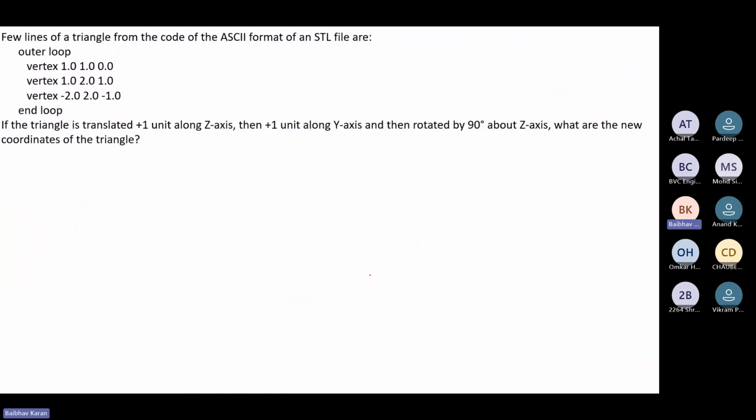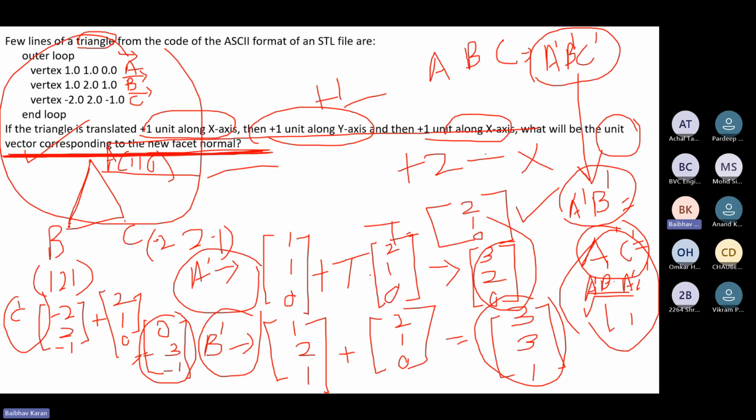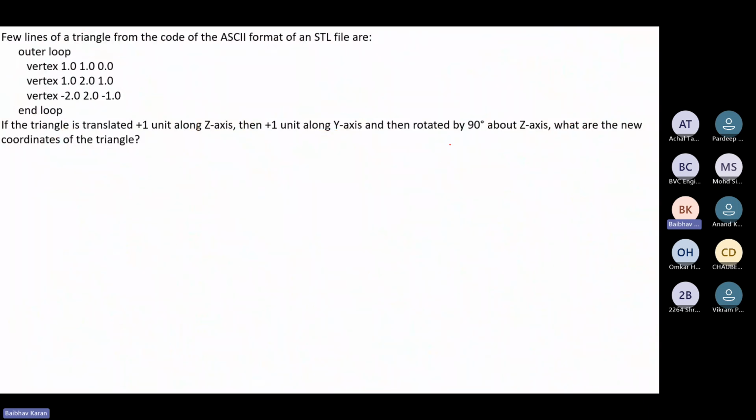Okay, then this is the interesting question. This is the same question, but there is one more thing in here. There is a rotation along the z-axis. Try to solve this question. So there is a translation as well as a rotation, a combination of both.